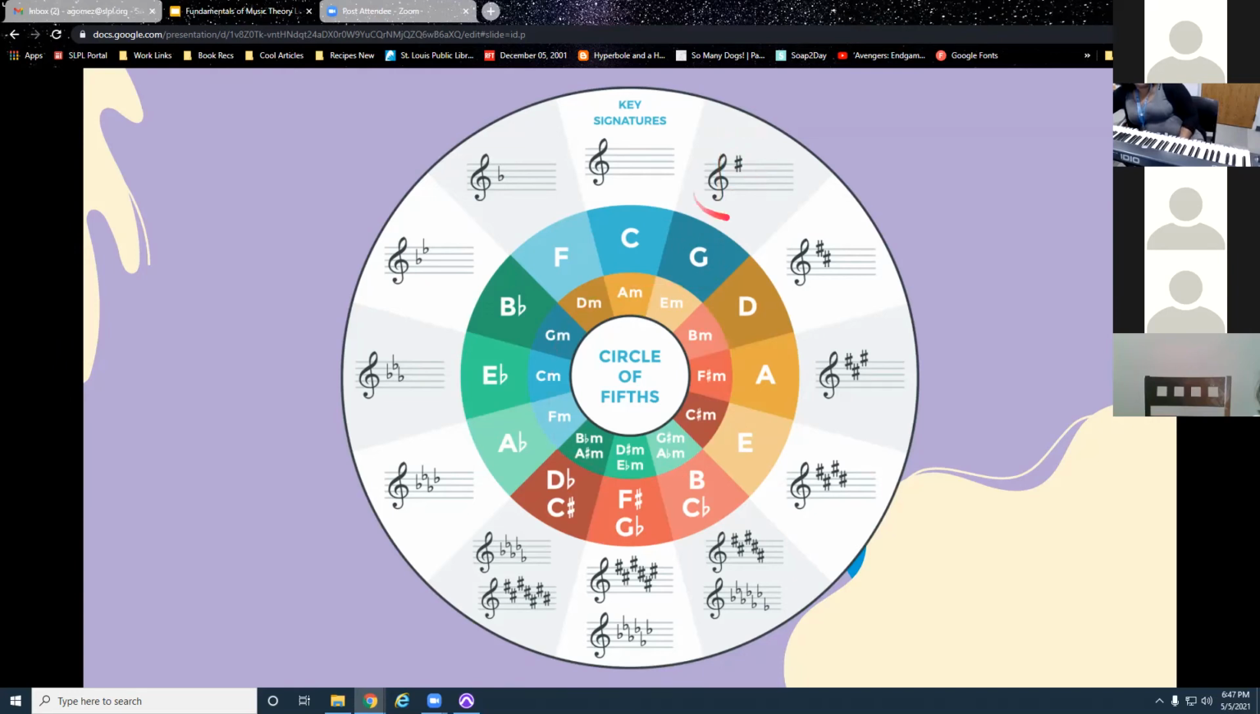And it's also showing you what those key signatures are going to look like. So it's going to go in order from 0 sharps or flats to 1 sharp, 2 sharps, 3 sharps, 4 sharps, 5 sharps, 6 sharps, and then back over here to 7 sharps. And in the reverse, 1 flat, 2 flats, 3 flats, 4 flats, 5 flats, 6 flats, and 7 flats.